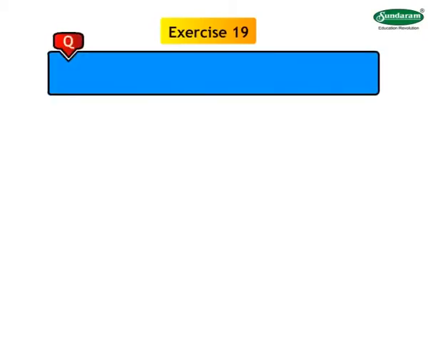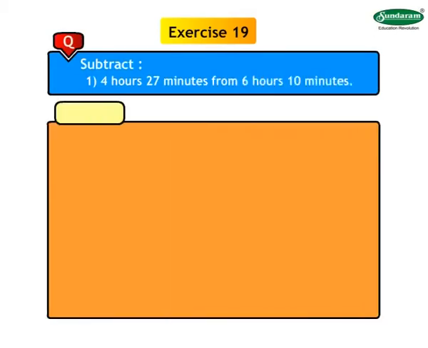Now, let us solve an example from exercise 19. Subtraction of hours and minutes by borrowing. Exercise 19. Question. Subtract. 1. 4 hours 27 minutes from 6 hours 10 minutes. Solution. Place the numbers in the hours and minute columns. We cannot subtract 27 minutes from 10 minutes.